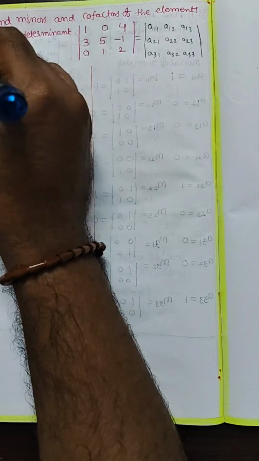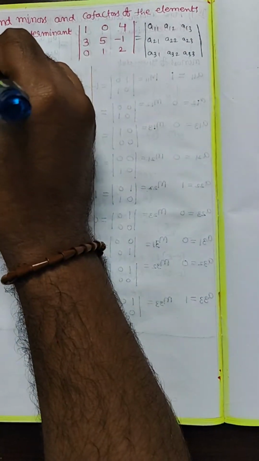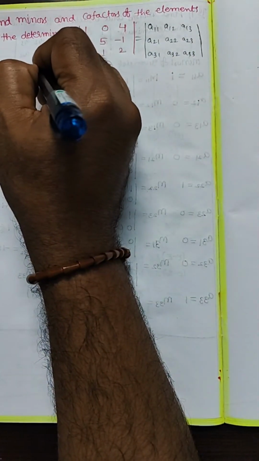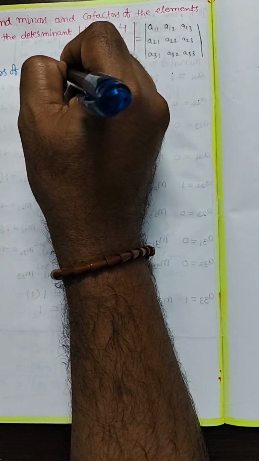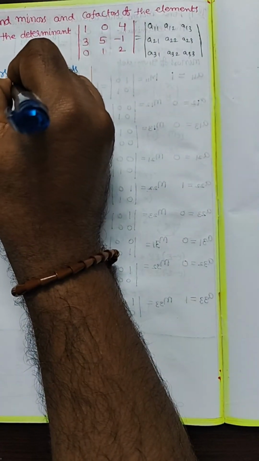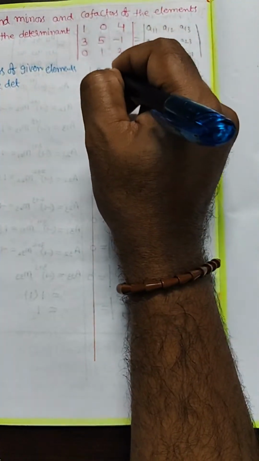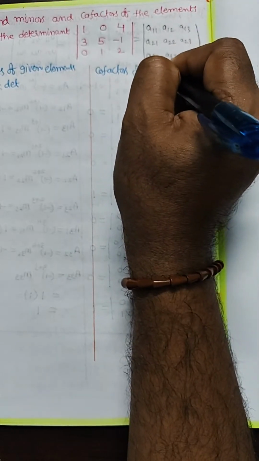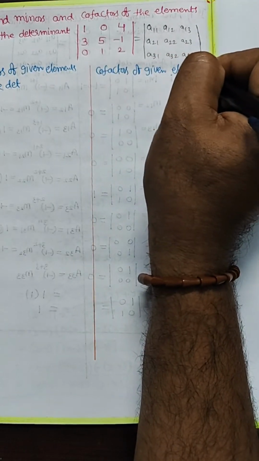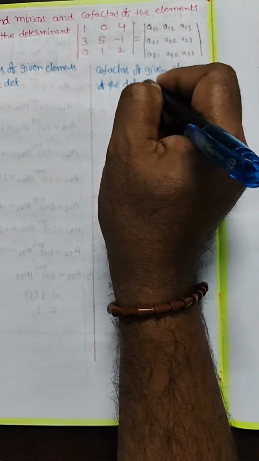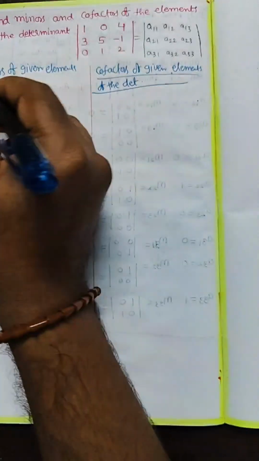These are the headings: minors of the given elements of the determinant, and here cofactors of the given elements of the determinant. How we are going to do it, we will see step by step here.